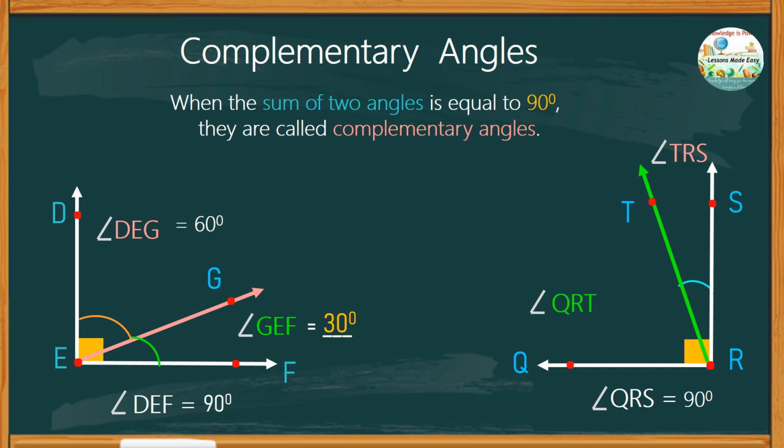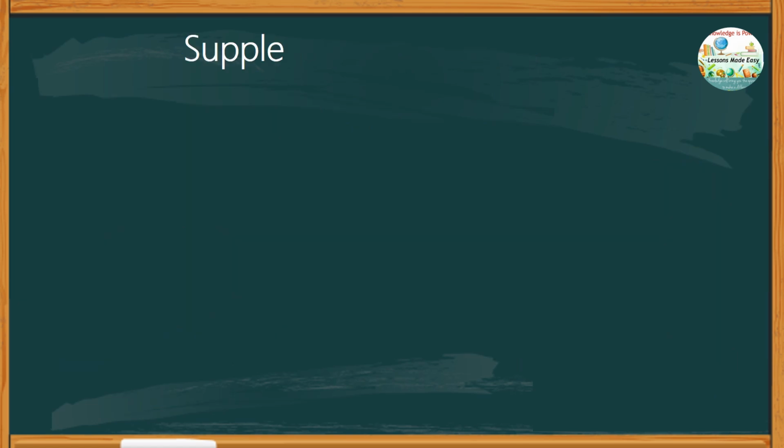If the angle TRS is 20 degrees, what would be the size of the angle QRT? Well, if together they make 90 degrees, subtracted by 20, therefore the remaining angle QRT is 70 degrees. It is pretty easy to distinguish complementary angles, is it not? How about supplementary angles? How do you distinguish supplementary angles?